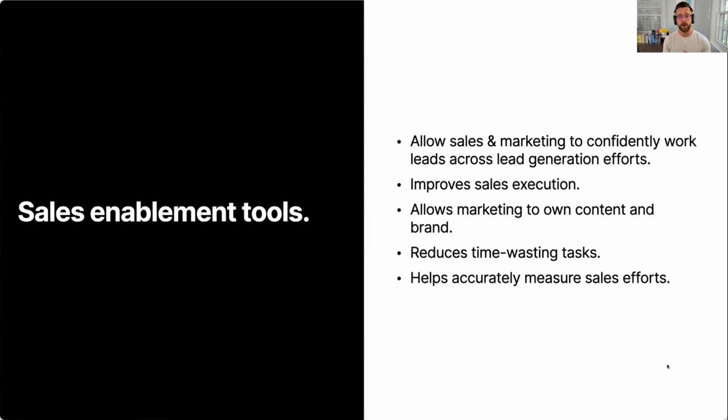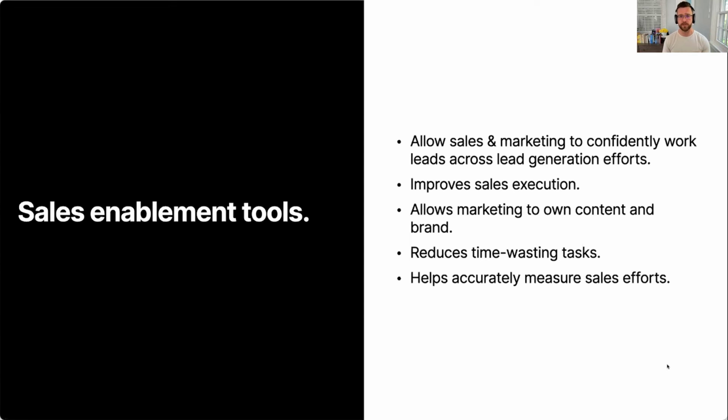Number one, it allows sales and marketing to confidently work leads across lead generation efforts. So as you're shifting things from your marketing teams into sales teams, how do we work across those two teams? Adding sales enablement tools allows a couple of things for your marketing and sales teams. First, it'll help improve sales execution. Your sales teams don't have to figure out how to effectively scale email, contacts, or phone calls to all the prospects they've got in the queue.